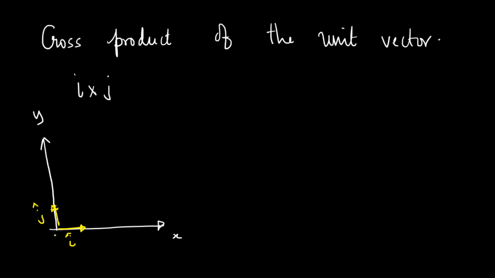And what is k? k can be thought of as something coming out of the plane of the paper, the z-axis, and k is in this direction. Out of the plane of the paper at this point of the origin, I think we are representing it like this, and into the plane of the paper.